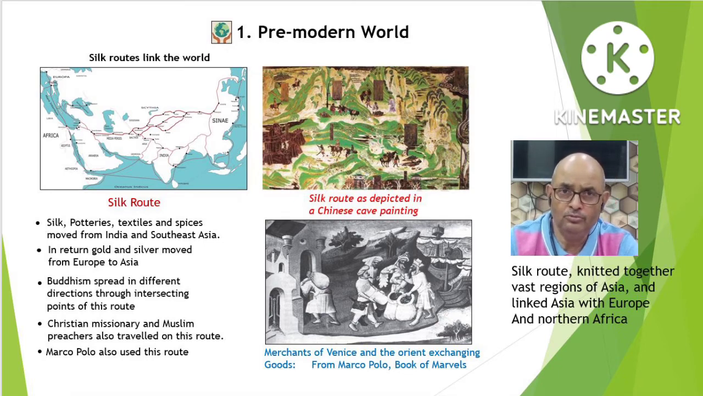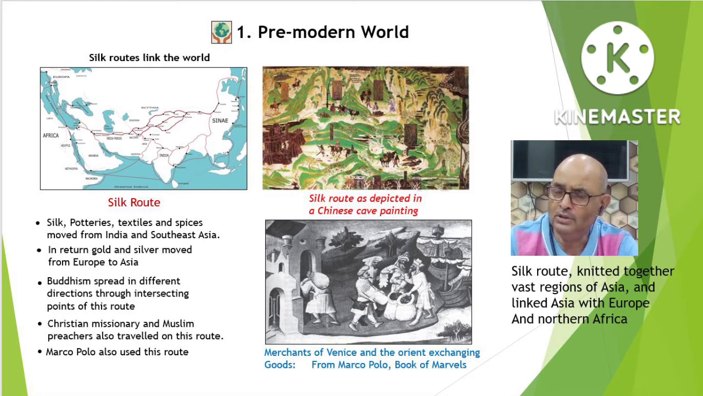So this is about trade. But besides trade, was there any other contribution of this route? Yes, this route also contributed to the spread of religion. Buddhism spread to West and Central Asia, China including Tibet, Korea and Japan through the Silk Route. Christian missionaries and later on Muslim preachers also travelled along this route.